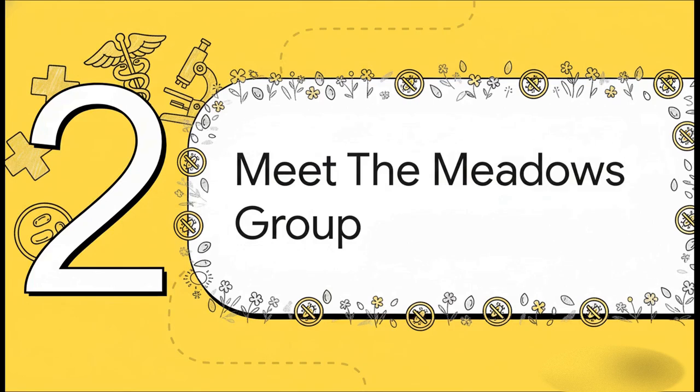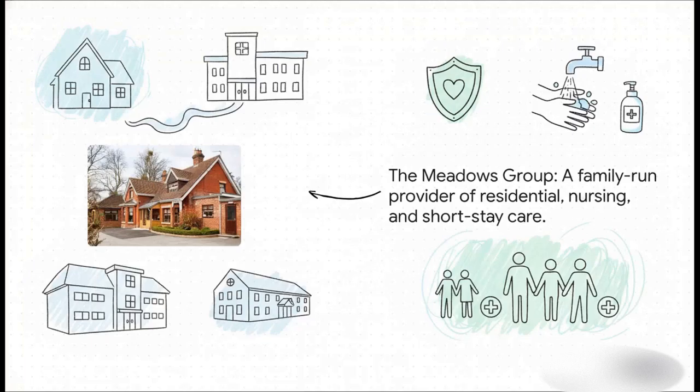Okay, so we've established the why. Now let's get to the where. It's time to meet the setting for your entire case study. The Meadows Group. So this is it, the Meadows Group. It's a family-run provider, and it's actually got 3 different facilities. For this whole unit, I want you to think of this as your workplace. These are your colleagues, and the residents, they are your direct responsibility.